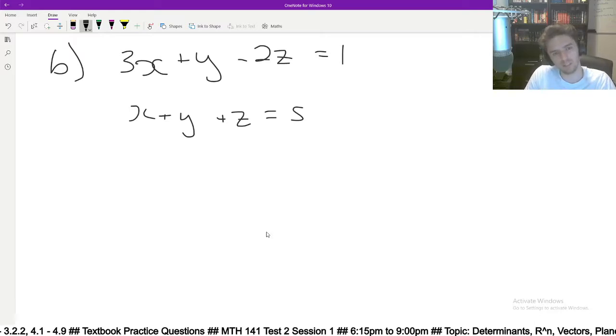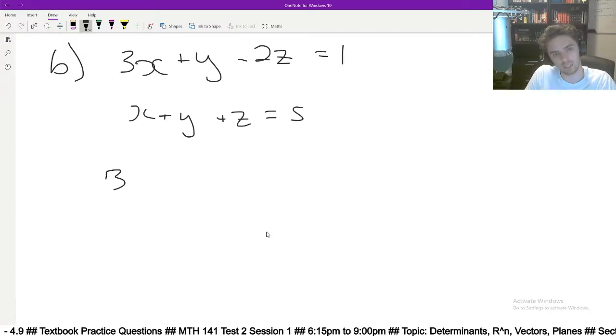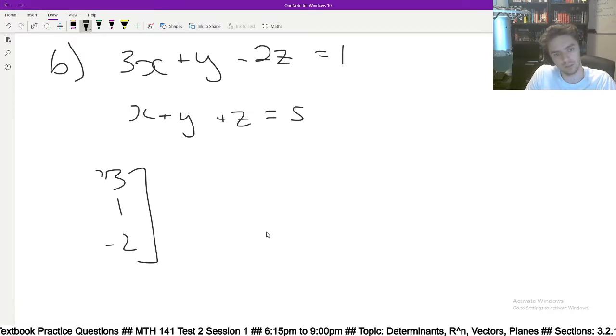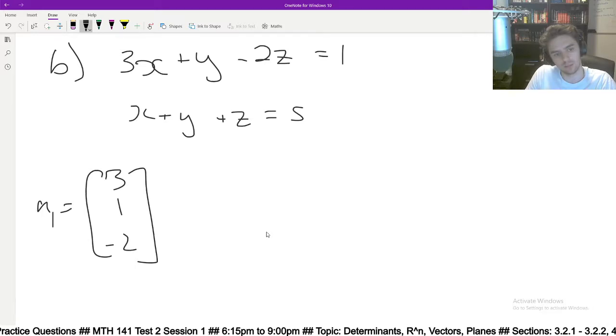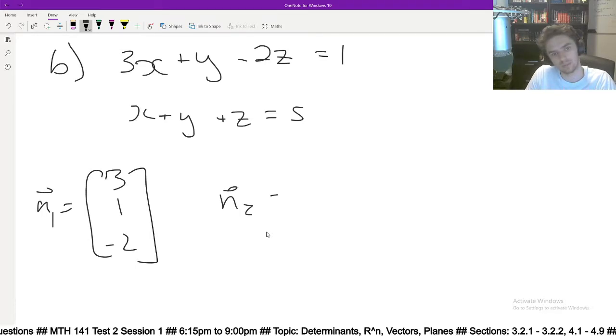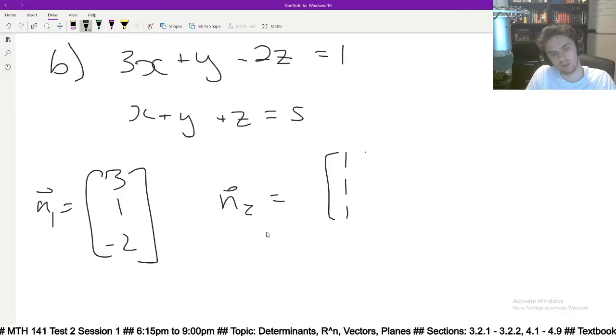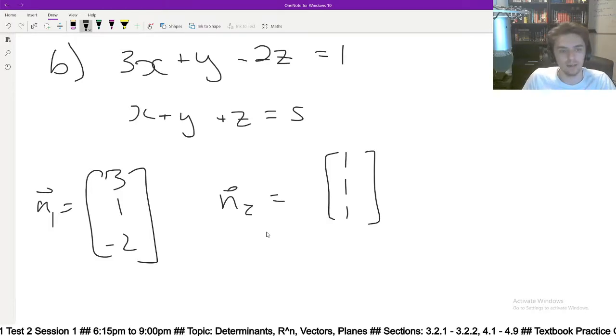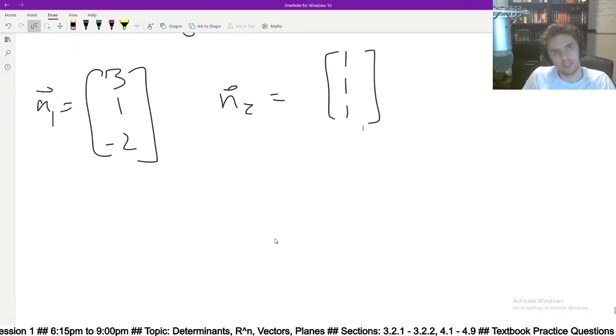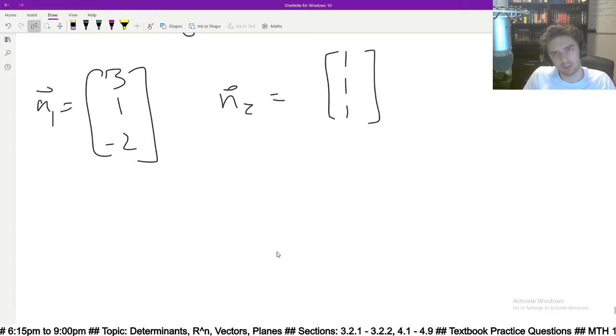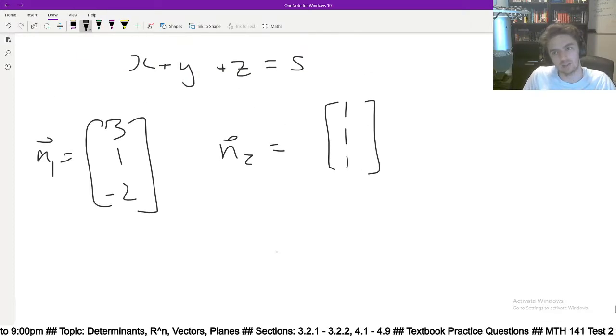The normal of the first vector is 3, 1, negative 2. So that's the normal of the first one, and the normal of the second... Yeah. So those are the two normals. Then the direction of our line will be the cross product of these. Now, I try to picture it.